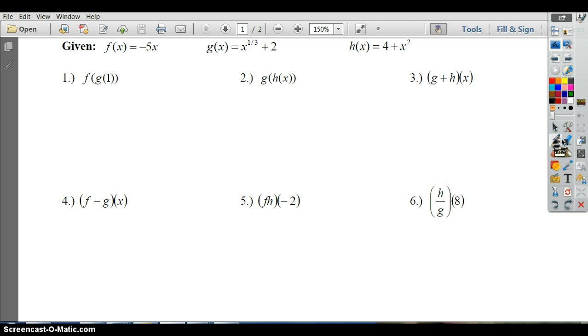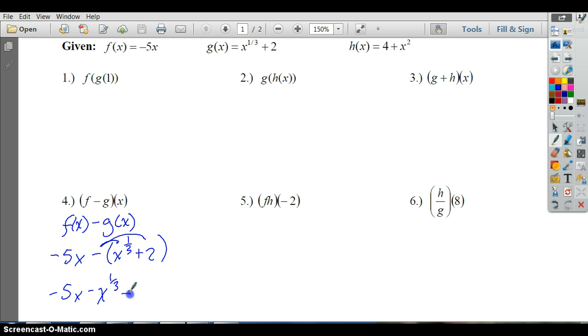All right, continuing down the bottom with number 4. Remember, this is f of x minus g of x. We distribute the x in. Makes your life a little easier. So I got negative 5x going into the f of x, minus g of x, which is x to the 1/3 plus 2. Distribute this negative in, so I'm going to get negative 5x minus x to the 1/3 minus 2. That's really all you can do there. These are not like terms. x to the 1st is different than x to the 1/3.